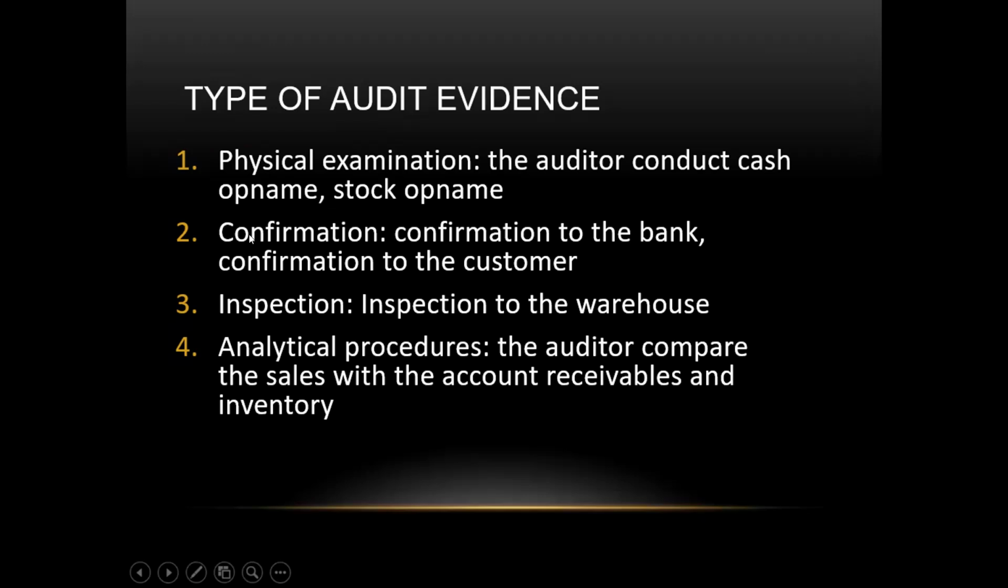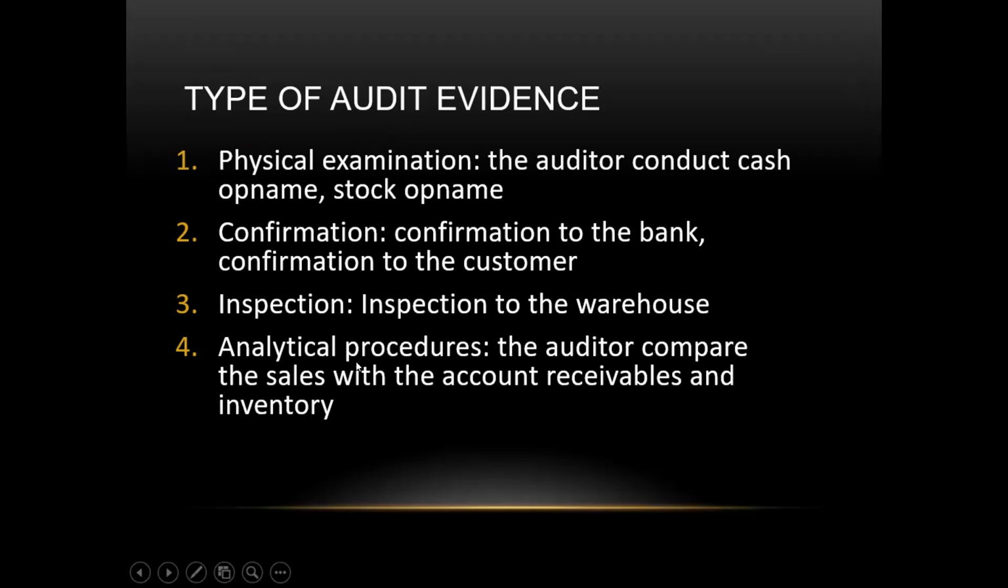The second one is confirmation. This is a confirmation to other parties outside the company, like confirmation to the bank and confirmation to the customers. So the confirmation is also a form of audit evidence. And then the third one is inspection. When the auditor conducts an inspection of the warehouse, that is also a type of audit evidence.